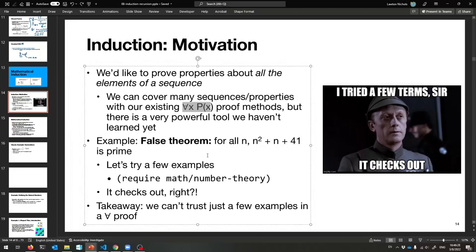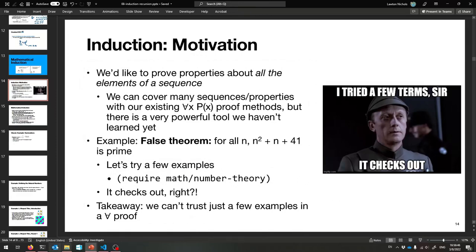If it's a "for all," you've got to try everybody. Let me show you this. Here's a false theorem: for all n, n squared plus n plus 41 is prime, apparently. That's a false theorem. And let's figure out why by going to Racket. We'll try a few examples. We need math/number-theory, and that will give us prime?.